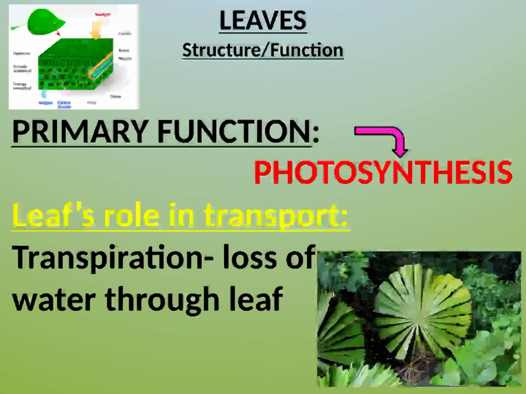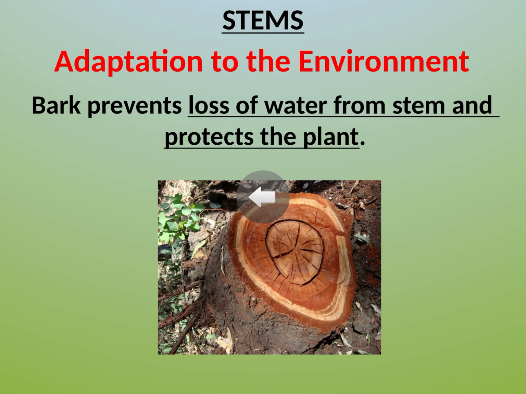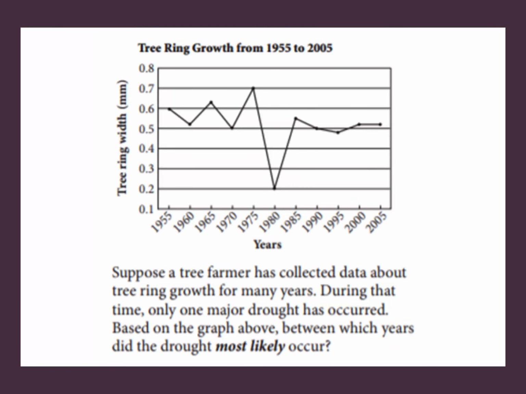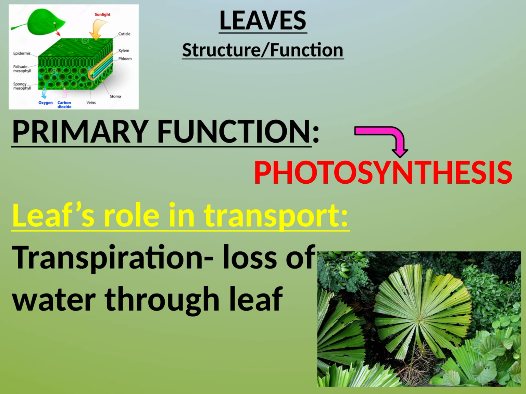So in the transport system, the leaves also play a role. Right? So transpiration happens in the leaves. We talked about transpiration a couple slides ago. That is, if we'll go back real quick, when water moves up the xylem stem and out the leaves. So that is happening through the leaves. That loss of water is happening through the leaves.